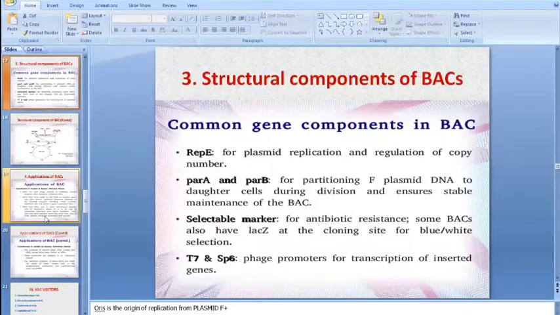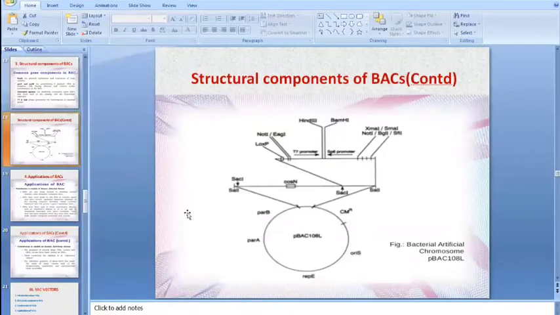What is the first one? ORI. ORI is a part. Another one is RepE. The third one is ParA and ParB. The fourth one is the selectable marker. And the fifth one is nothing but the unique restriction site.